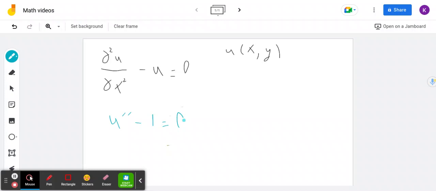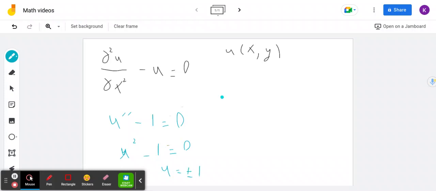This is a fairly simple equation because this can turn into a quadratic equation of r squared minus 1 equal to 0. And so the solutions here are r is equal to plus minus 1.